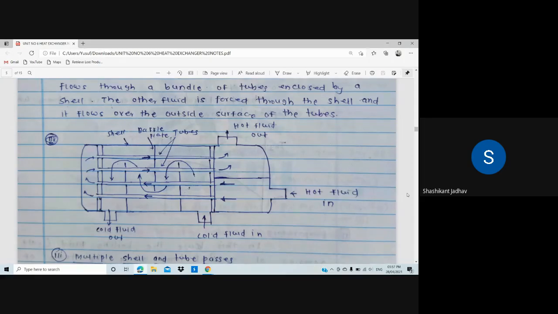Okay, so all of you draw this diagram for the shell and tube heat exchanger. Draw this diagram, shell and tube heat exchanger. After completion of the diagram, put that message in the chat box.